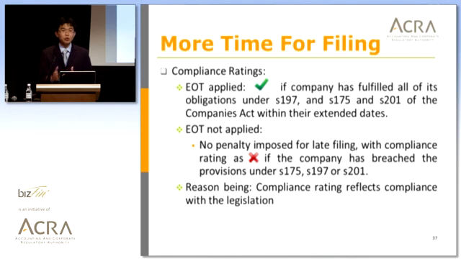But if your company chooses to rely on the penalty waiver, although no penalties will be imposed for your company for the late filing, your compliance rating as a company will still show as a cross because the company has in fact breached the 197 compliance. So the reason for imposing a cross is because our compliance rating actually reflects the compliance of a company against the legislation.